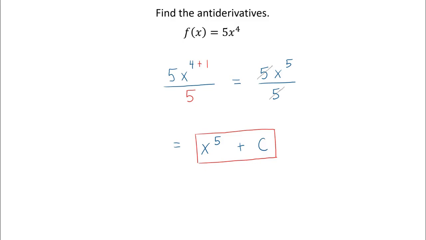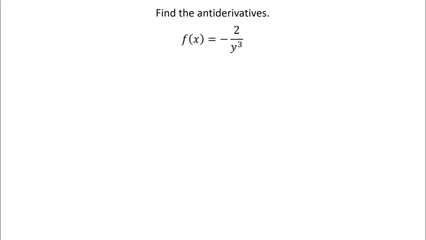Remember, we have to represent all of the antiderivatives by adding a plus c at the end. And we can always check our antidifferentiation by differentiating the antiderivative. Think about it. What's the derivative of x to the fifth? Well, it's 5x to the fourth. So our antiderivative is correct.